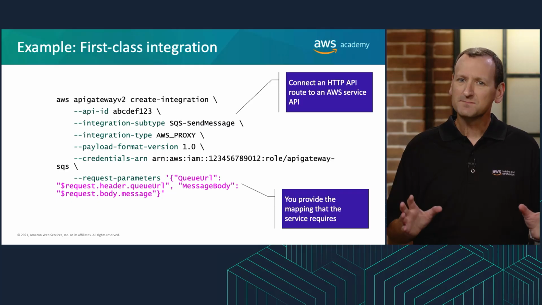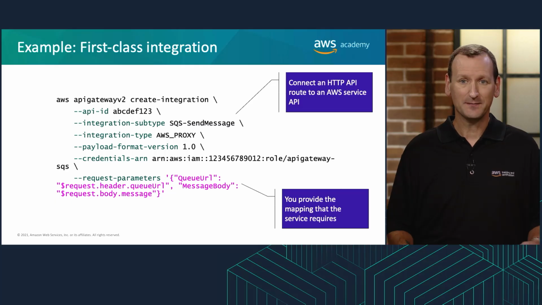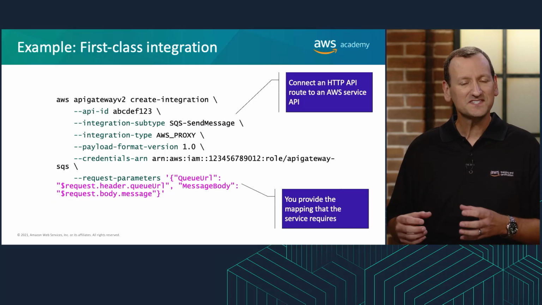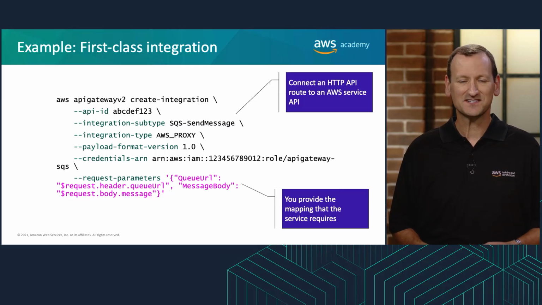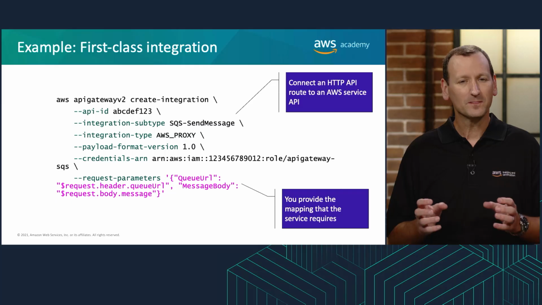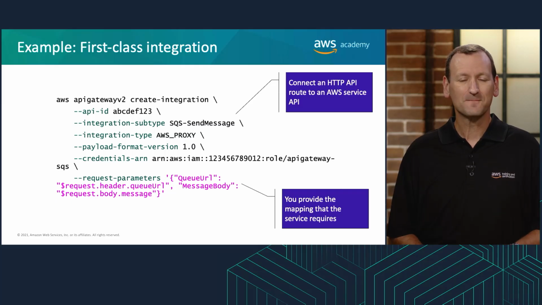This slide displays an AWS CLI command to create an integration that sends an Amazon SQS message. The queue URL and message value in the request body are forwarded to Amazon SQS to process. When you use the console to work with an AWS service, it cannot know which mappings your application is using. Therefore, you must set up the request parameters.